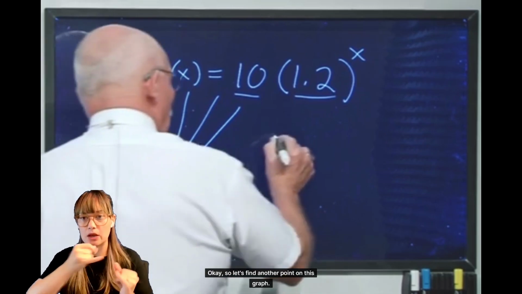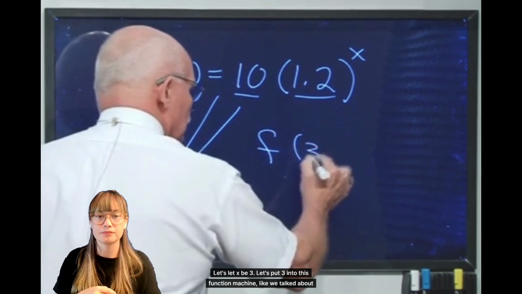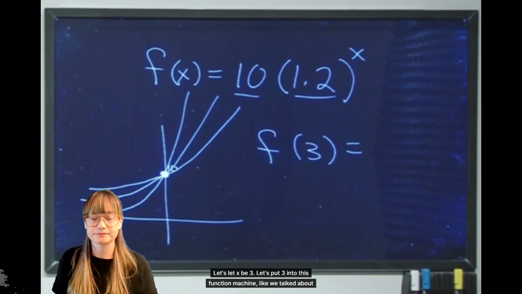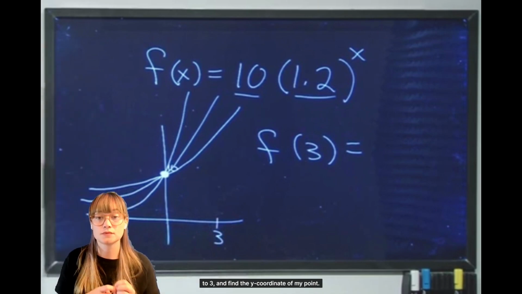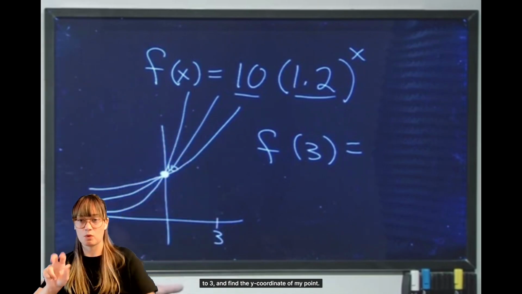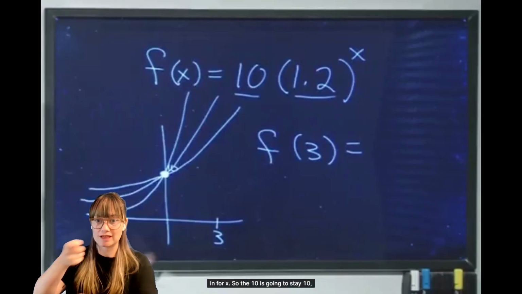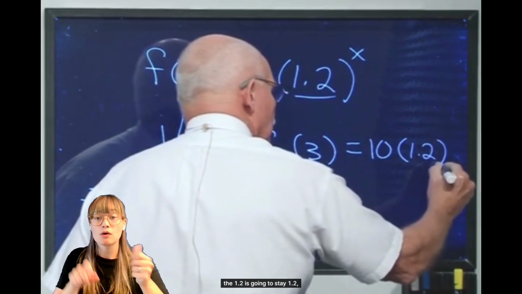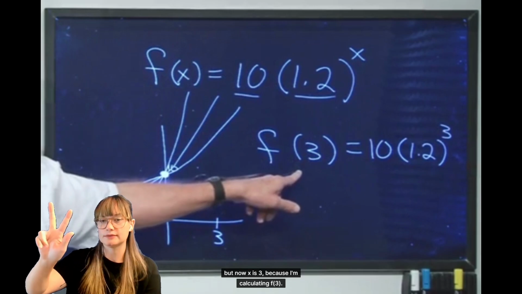Okay, so let's find another point on this graph. Let's let x be 3. Let's put 3 into this function machine like we talked about in a previous lesson. I want to come over here to 3 and find the y-coordinate of my point. So I need to calculate f of 3, and just like for any function, that just means you need to put 3 in for x. So the 10 is going to stay 10, the 1.2 is going to stay 1.2, but now x is 3 because I'm calculating f of 3.